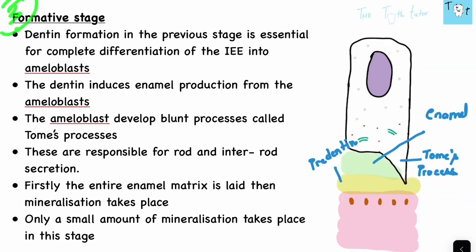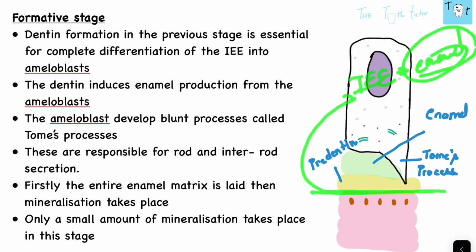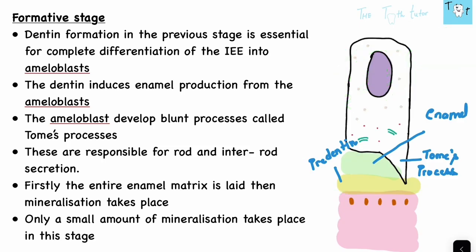Now the third stage, which is the formative stage. What will happen in this stage? Dentine formation in the previous stage is essential for the complete differentiation of inner enamel epithelium into ameloblast. So you have studied in the previous chapter, right, that dentine induces the inner enamel epithelium to form enamel. Okay, so now in this stage, since dentine was formed in the previous stage, now it induces the inner enamel epithelium to form enamel.